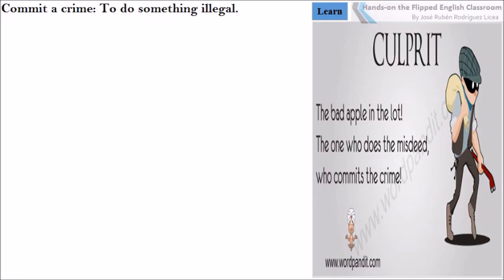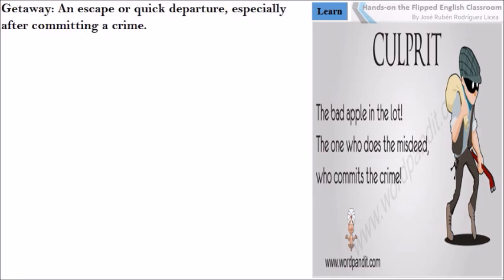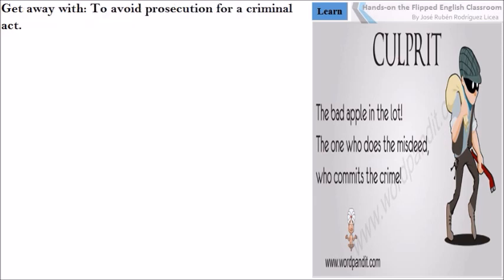Commit a crime, to do something illegal. Escape, to break free from confinement or control. Get away, an escape or quick departure, especially after committing a crime. Get away with, to avoid prosecution for a criminal act.